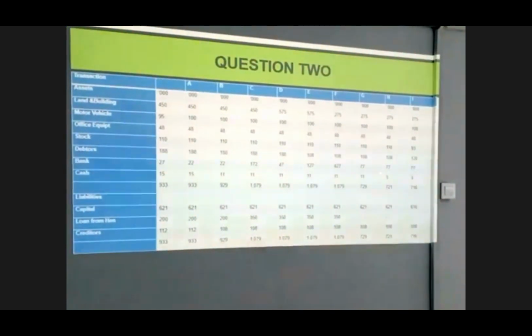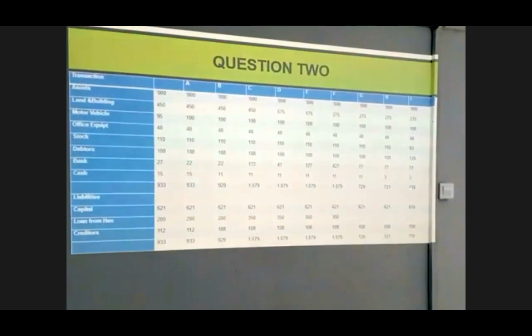Then bank, any change? Cash, any change? Capital has reduced. It has also reduced by 5,000. Then loan, okay, this one is declared. Then creditors, any change? Good. So here we have a change in capital, also a change in stock, and also debtors. What does it mean?